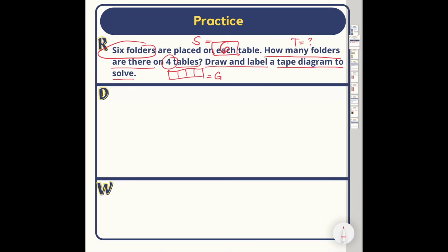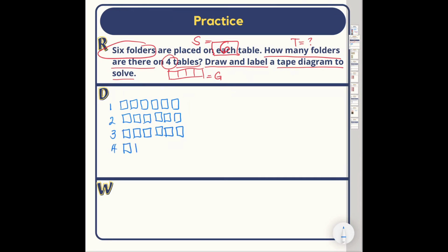Now, since we started with arrays and skip counting, we can also use arrays before we draw our tape diagram. Let's start by making 6 folders in each table. One table has 6 folders. Another table. The third table. And the fourth table. Why did I make four tables? Think and go back to the problem. Because it says there are 4 tables.